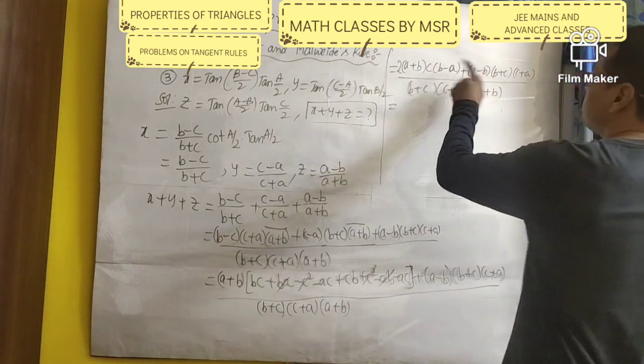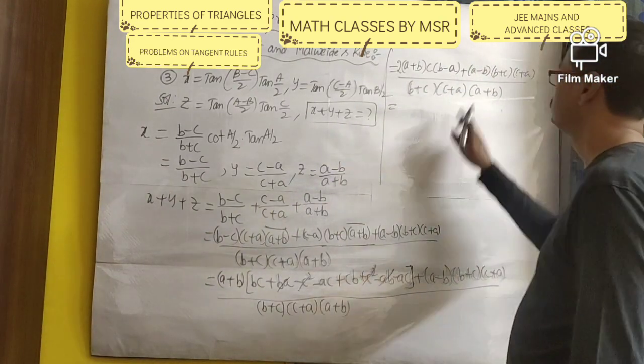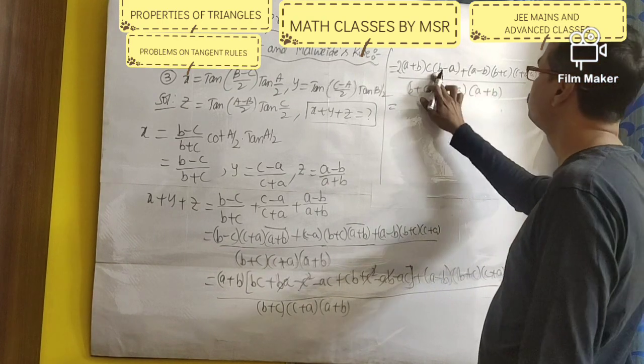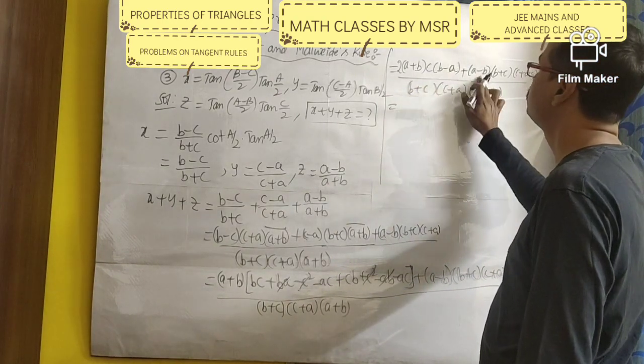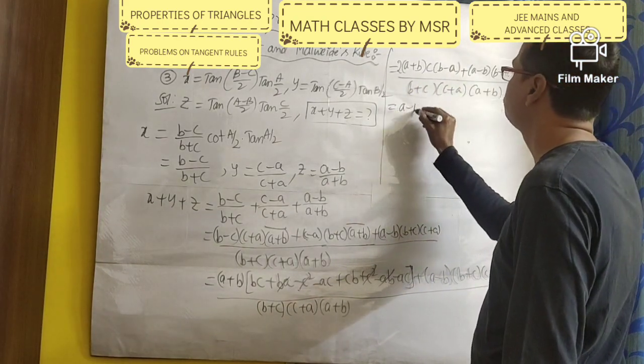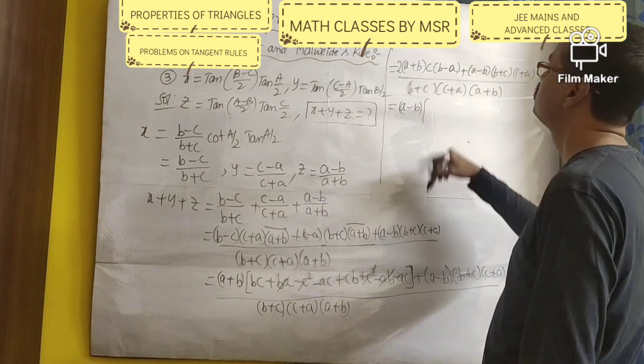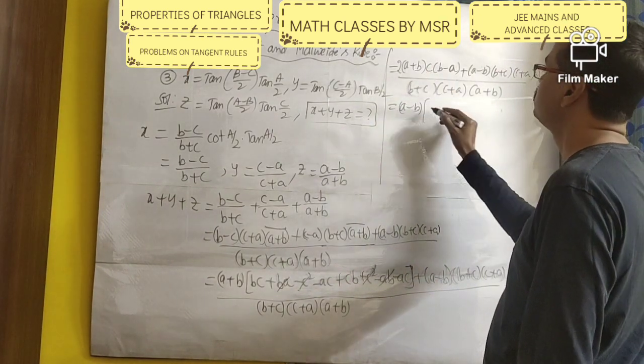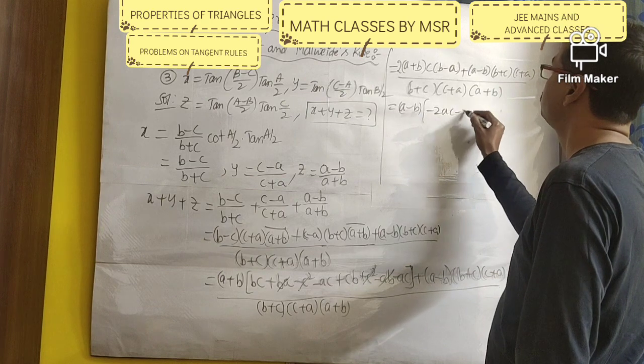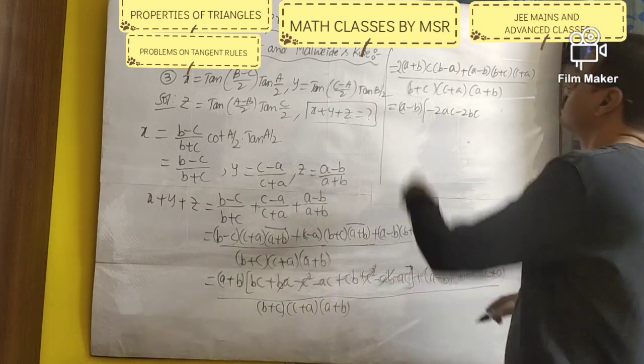In these two terms, can I take (a minus b) common or not? I can take (a minus b) common from both the terms because it is (b minus a) or (a minus b). So if I take (a minus b) common, what am I going to get, you check it out. Here, minus times of this, you will get minus 2ac minus 2bc.